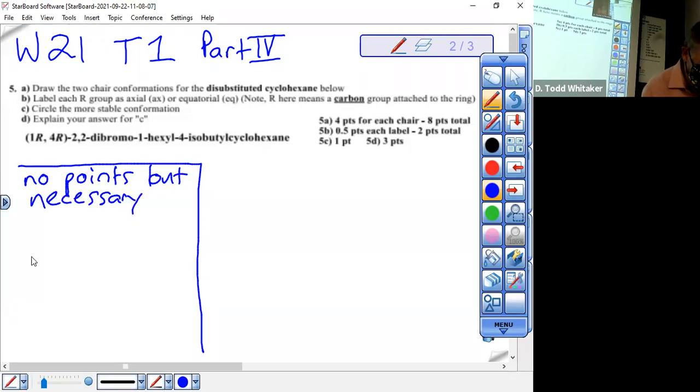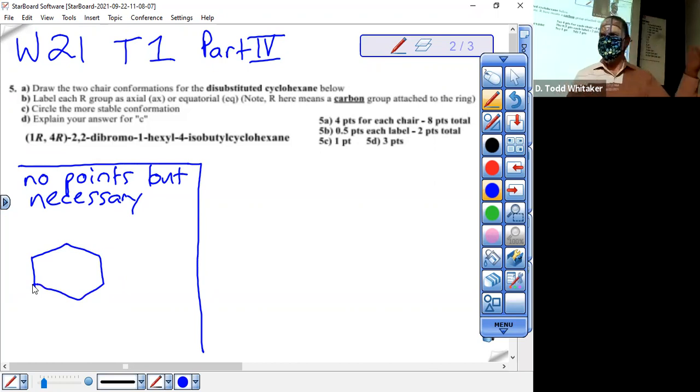You draw a normal hexagon. Okay, this is not a chair at all. It's a chair question. You're not drawing chairs, you're not getting points. But here we go. Carbon 1, top right. Good convention for us to use. 1, 2, 3, 4. We've got bromines on 2 of them.